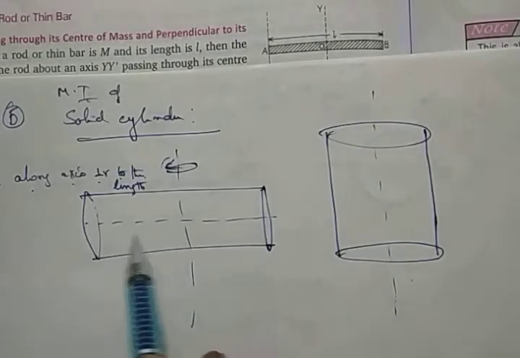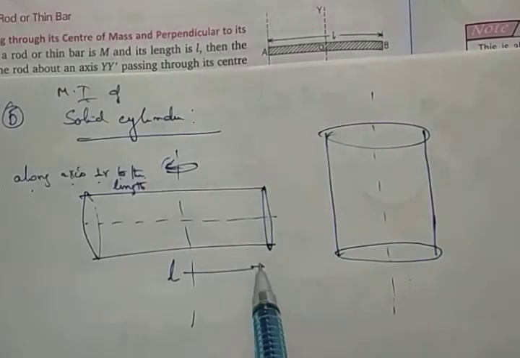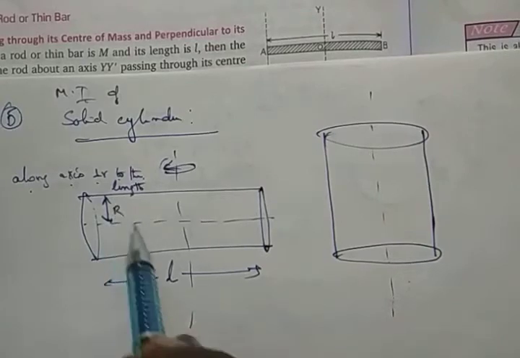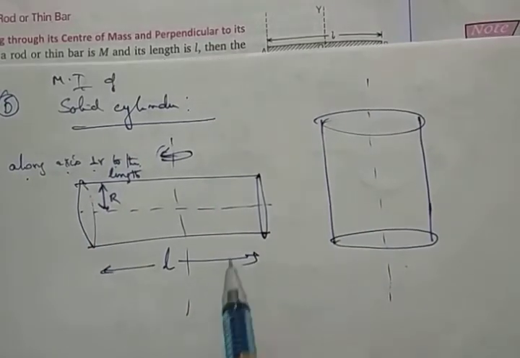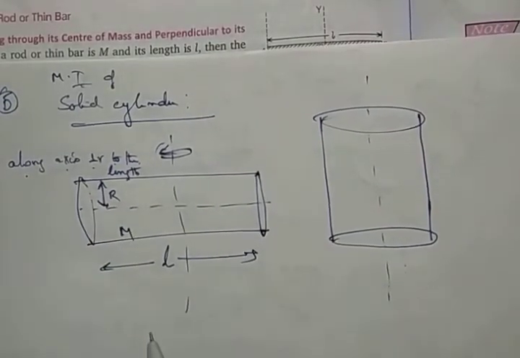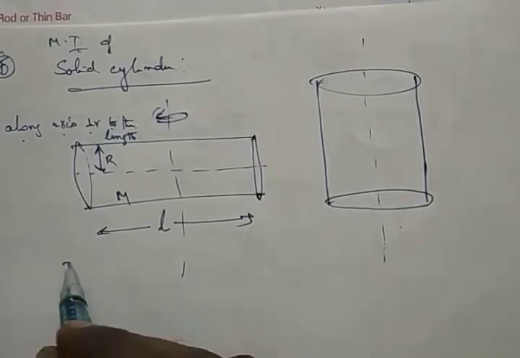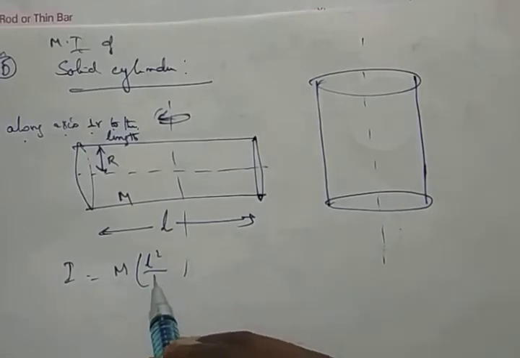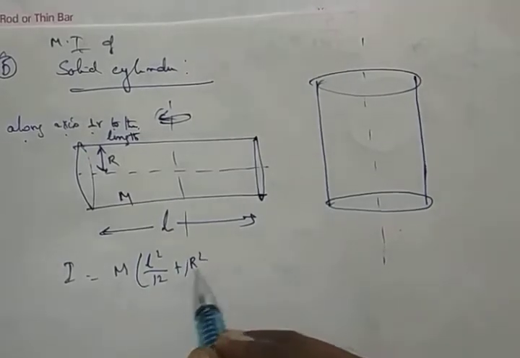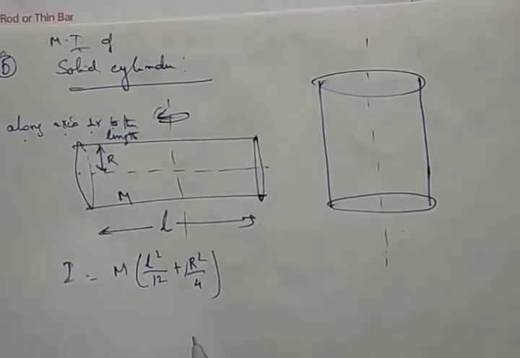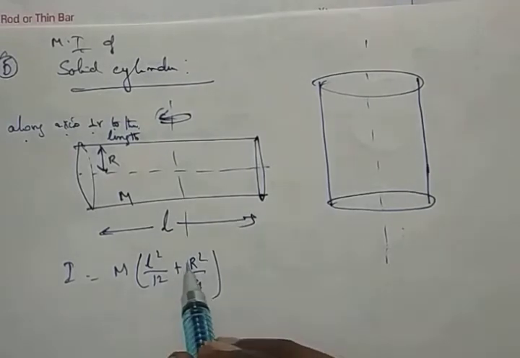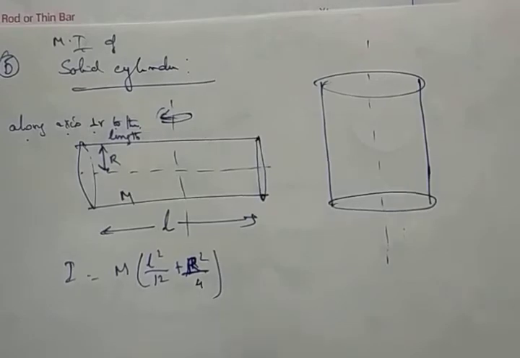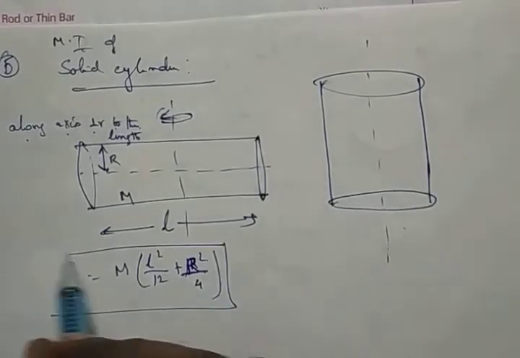The length is here, and this one is the radius. And the entire thing has a mass m. So the moment of inertia for this one is going to be equal to m into (L square by 12 plus r square by 4). This is the value here, r square by 4. So please try to understand this.